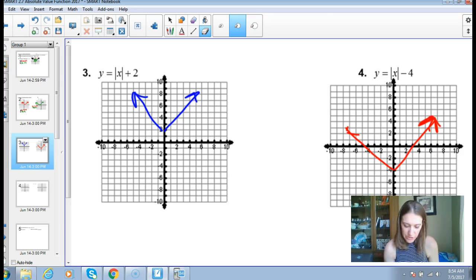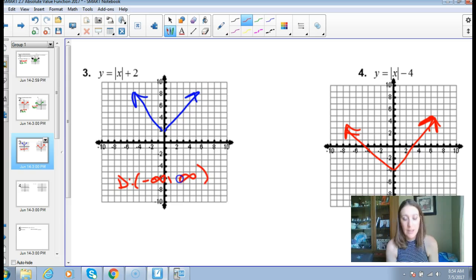Domain and range. This time we will see a little bit of difference on the range. The domain is still going to be negative infinity to infinity. And the range, remember, is lowest y value to highest y value. So because it's shifted up 2, the range now begins at 2 and goes to infinity. So here the domain is still negative infinity to infinity, but the range, because it started at negative 4, is from negative 4 to infinity. Very good.